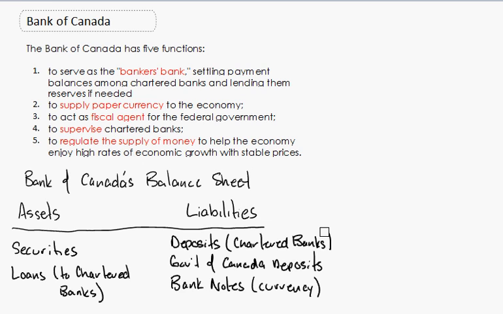On the liability side, the chartered banks can keep deposits at the Bank of Canada, and these deposits are part of their reserves. And then the government of Canada itself, when it collects money, keeps it on deposit at the Bank of Canada. And lastly, all of the banknotes, or the paper currency that's out there, is actually a liability of the Bank of Canada. So just as with the balance sheet of the chartered banks, at all times the assets need to equal the liabilities.